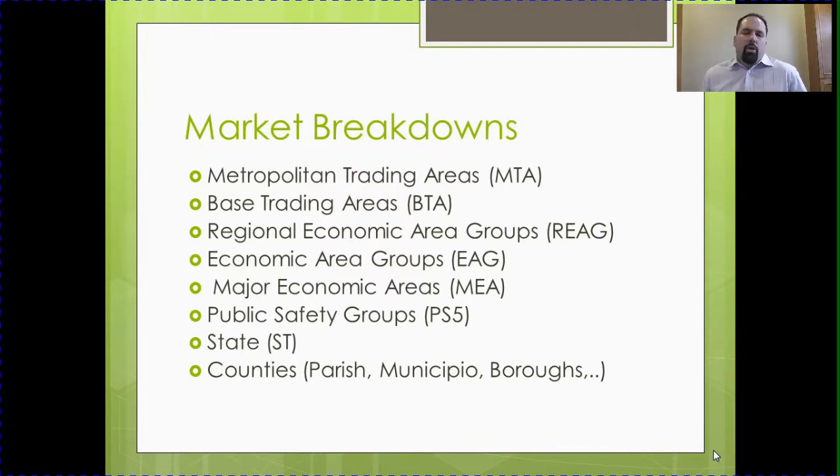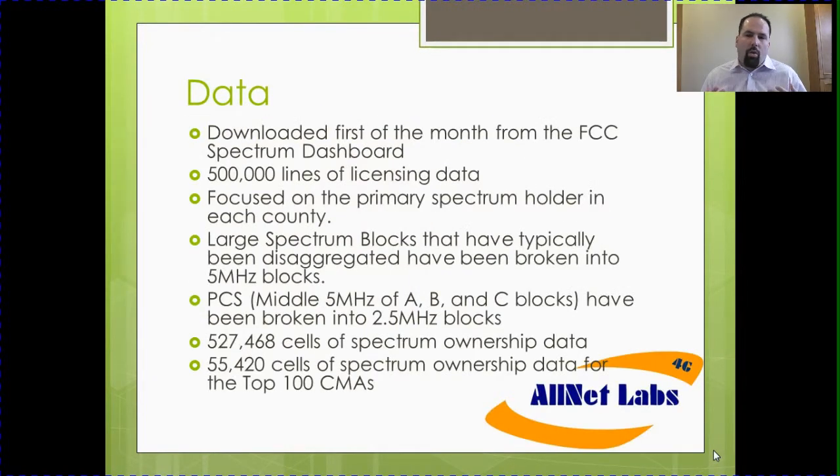The approach that we've used is to look at the FCC database on a monthly basis. So we download the data within the first 5 days of the month. The data that rolls into this spreadsheet is virtually over 500,000 lines of FCC licensed data that covers all of these frequency bands for the counties in the United States.